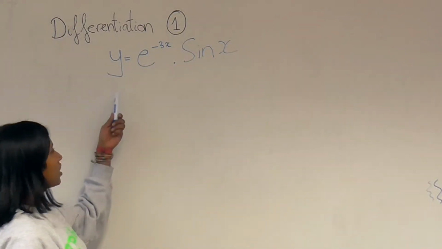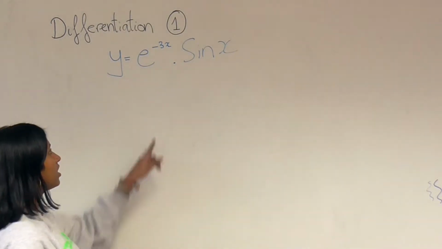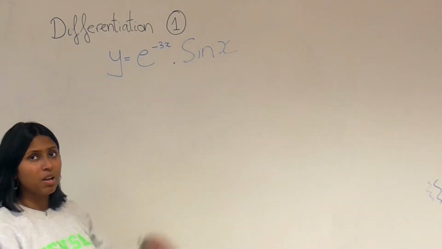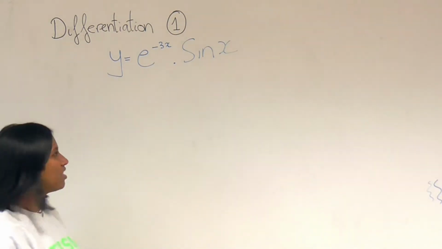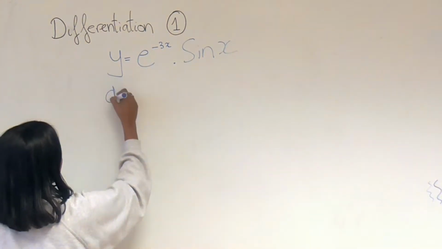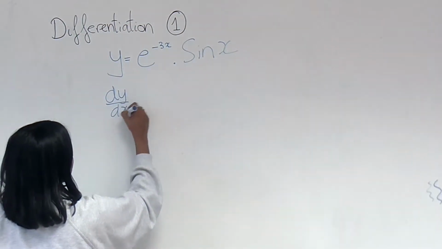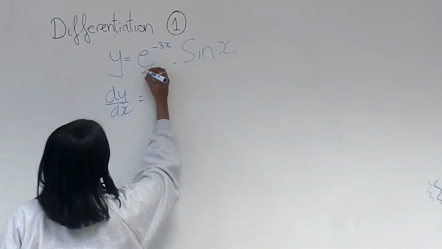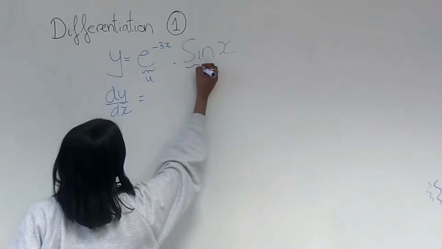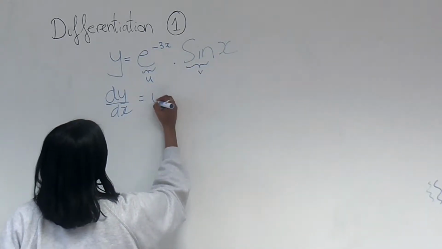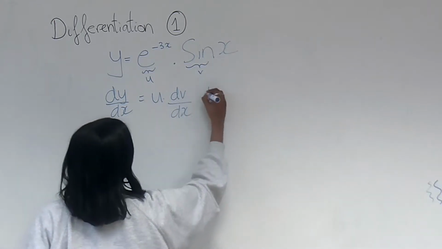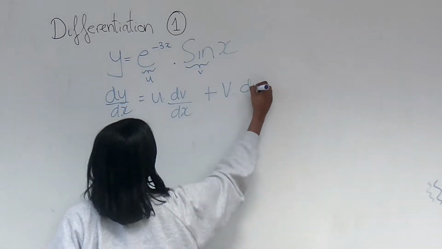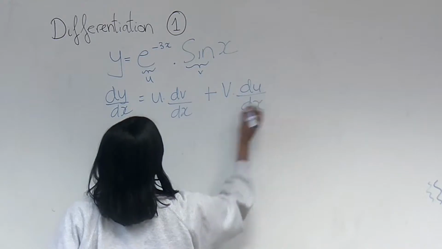If we take a look at this function and we have to differentiate it, you can see that there are two functions multiplied by each other, which means that we have to apply the product rule. So if we remember the formula, your dy by dx is going to be, and we name this one u and this one v, u times dv over dx plus v times du over dx.